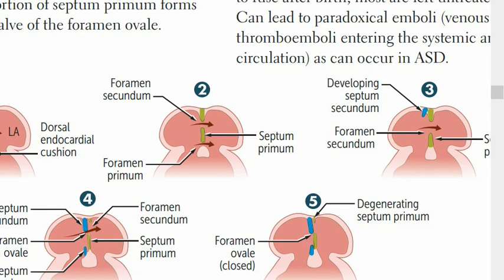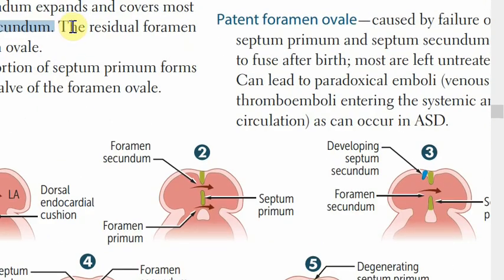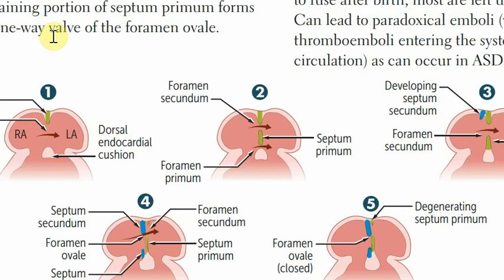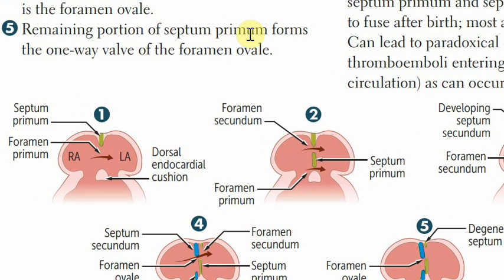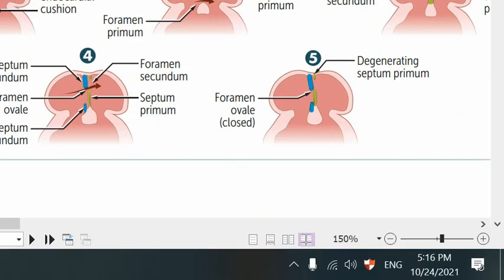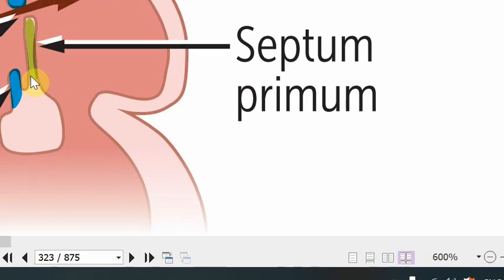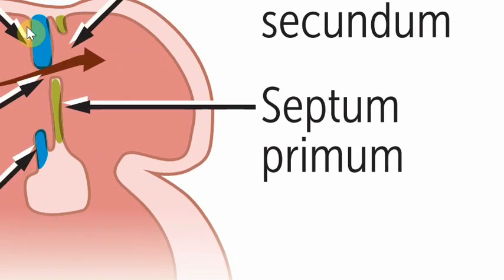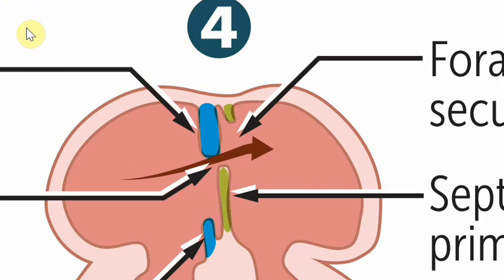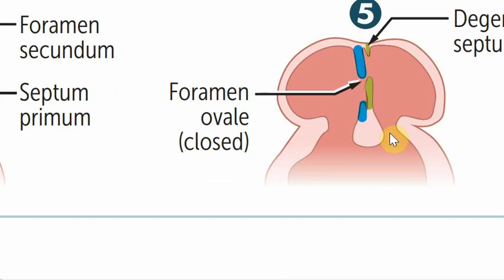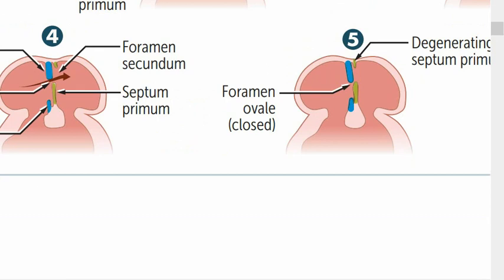So let's speak about this again. The residual foramen is Foramen Ovale. Okay, we have Foramen Ovale. It has a valve in it. And the remaining portion of the Septum Primum forms a one-way valve. Please take a look here. The green one, the Septum Primum, is much thinner than the Septum Secundum. That makes it the mobile one. It's the one that moves, while the Septum Secundum cannot move, it's pretty thick. So it's a one-way valve from the right to the left. I hope it makes sense.